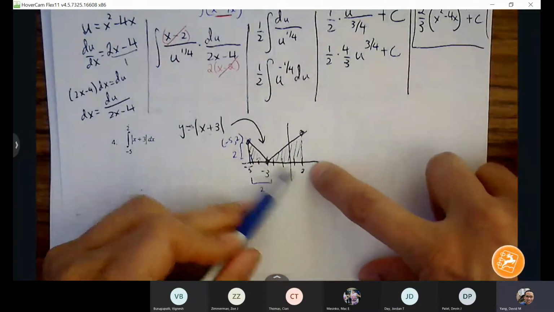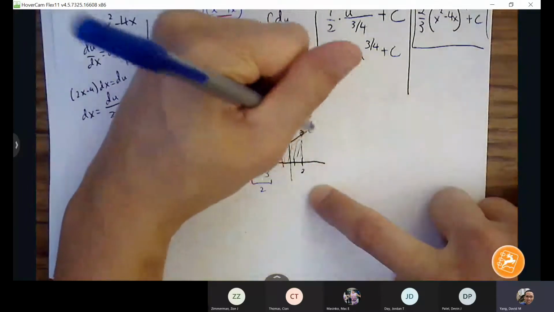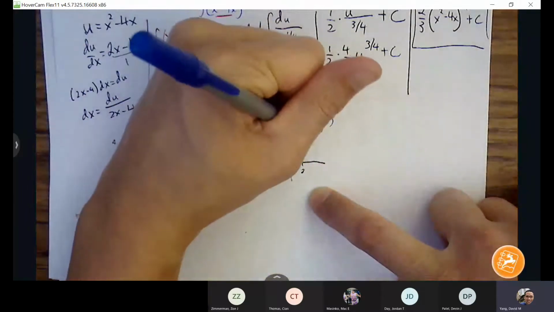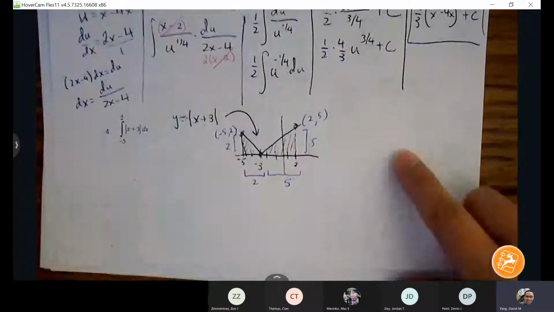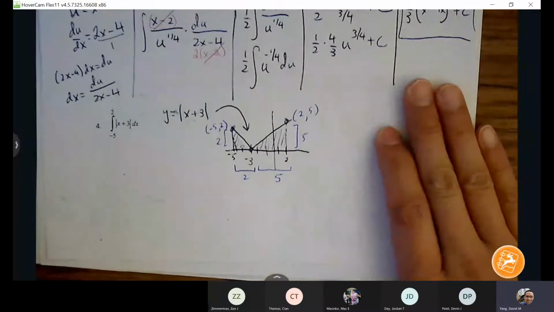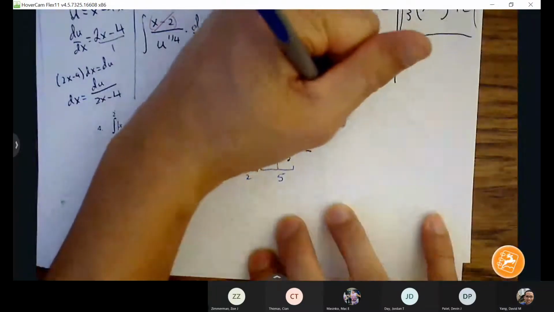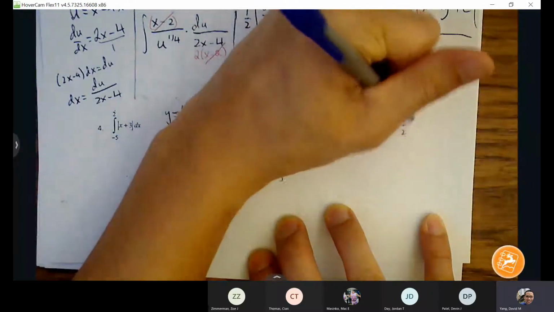Over here, if I plug 2 into the function, 2 plus 3 is 5. Absolute value of 5 is still 5. Ordered pair is 2, 5. So my height is 5, and my width is 5. So we have all the information that we need to find the areas of these two triangles. 1/2 base times height, 1/2 base times height.